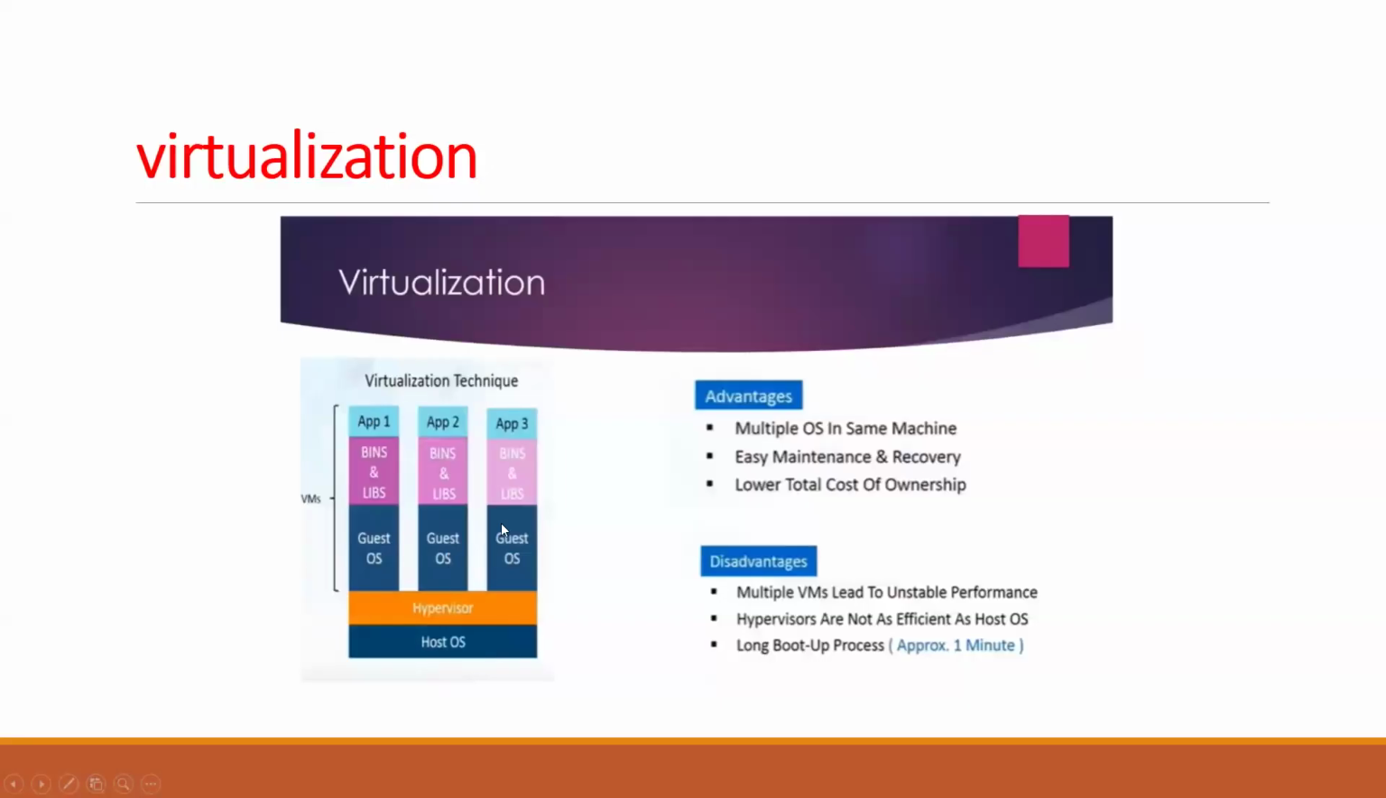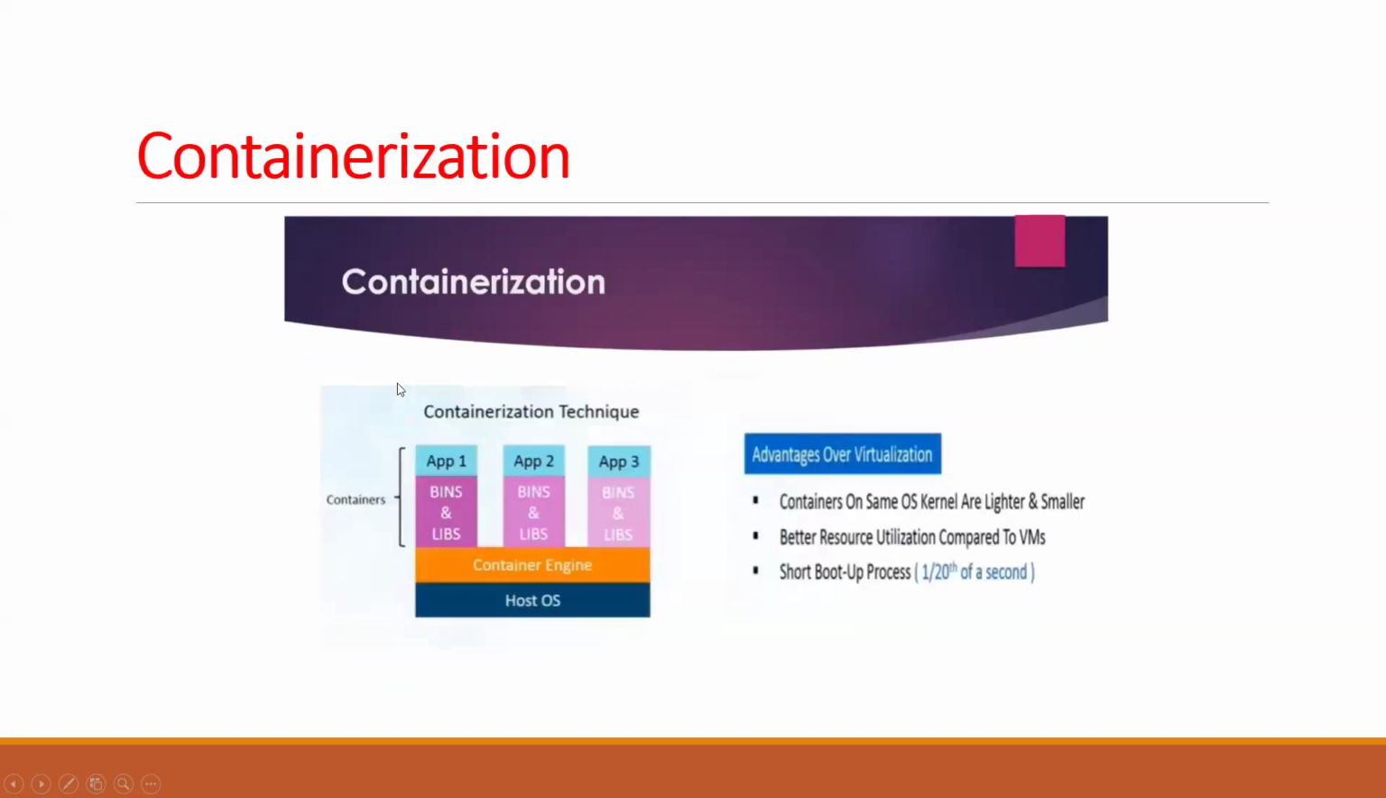So what are the advantages? Multiple OSs on the same machine we can install, easy maintenance and recovery, lower total cost of ownership. So these are the advantages. Disadvantages: multiple VMs lead to unstable performance. Hypervisors are not as efficient as the host, so a long boot up process. Okay. So as of now you understand what virtualization is, right guys?